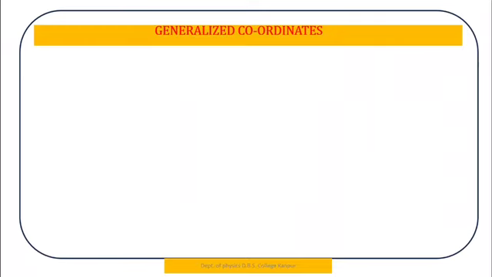Today my topic is the classical mechanics second lecture, on generalized coordinates. In the last lecture I discussed degrees of freedom, constraints and types of constraints. Now we discuss generalized coordinates in detail.